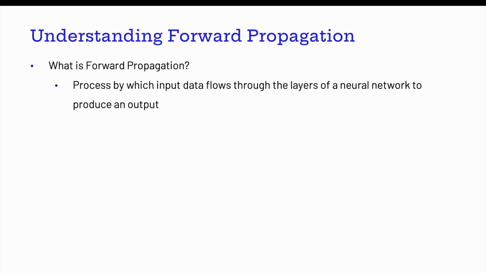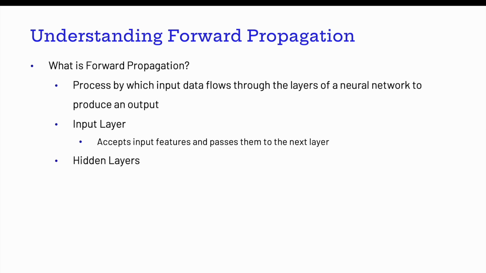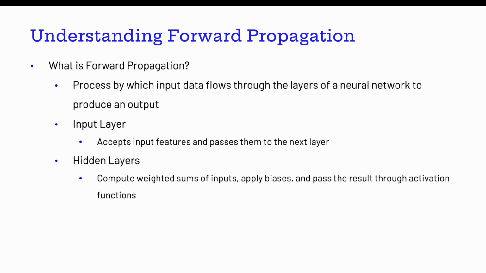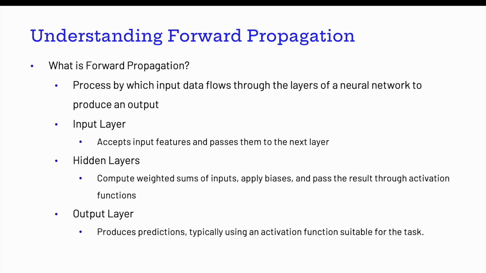Forward propagation is the process by which input data flows through the layers of a neural network to produce an output. It has the input layer, which accepts input features and passes them to the next layer. Next, we have the hidden layers, which compute weighted sums of inputs, apply biases, and pass the result through activation functions. Then we have the output layer, which produces predictions typically using an activation function suitable for the task.